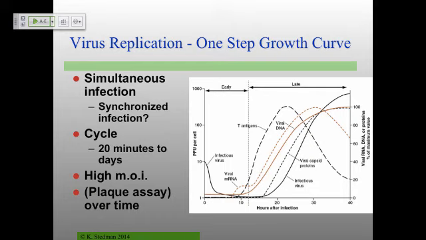So you do this simultaneous infection. This is a classic example of one of these one-step growth curve assays. You infect with usually an MOI of about 10, and then you follow virus production, RNA production, DNA production, protein production, virion production over time. And so that's all that this one-step growth curve is about.